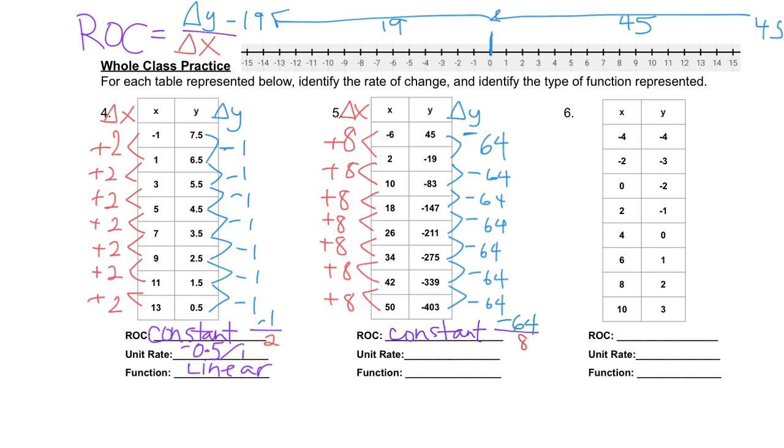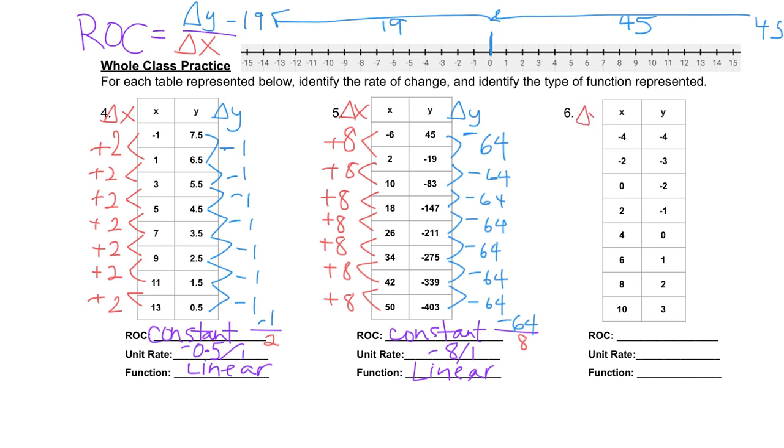over 8 for our change in x. Our change in y over our change in x. And for our unit rate, you can divide this on your calculator. Negative 64 divided by 8 comes out evenly. And our unit rate is going to be negative 8 over 1. And of course, every time we see the word constant, we know this is a linear function.